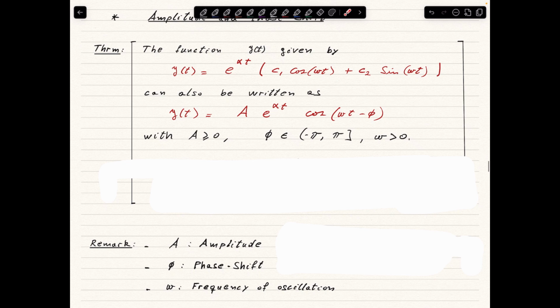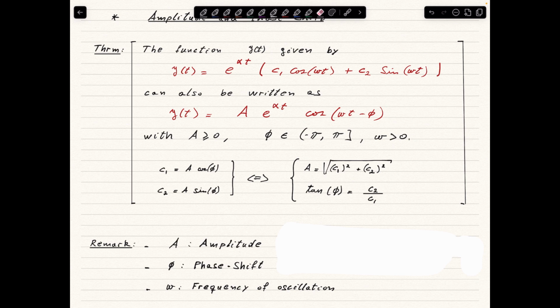So the theorem says that any function that can be written in this way can also be written in this way, and here is how we change from one expression to the other. These coefficients C1 and C2 are given in terms of A and phi in this way, which is equivalent to this expression over here. Notice that C1 and C2 are computed when we have an initial value problem with initial conditions, and therefore A and phi are also computed with the initial conditions.